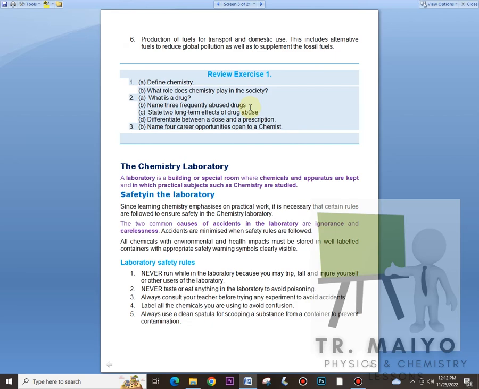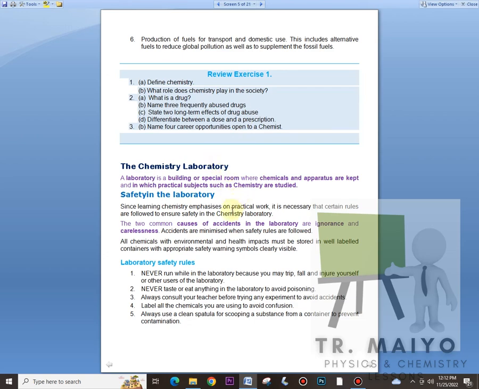A laboratory is a building or a special room where chemicals and apparatus are kept and in which practical subjects such as chemistry are studied. If you ask this question in physics, you finish with: in which practical subjects such as physics are studied. If it is biology, you say: in which practical subjects such as biology are studied. So it is a special room or a building where chemicals and apparatus are kept, and in which practical subjects such as chemistry are studied.